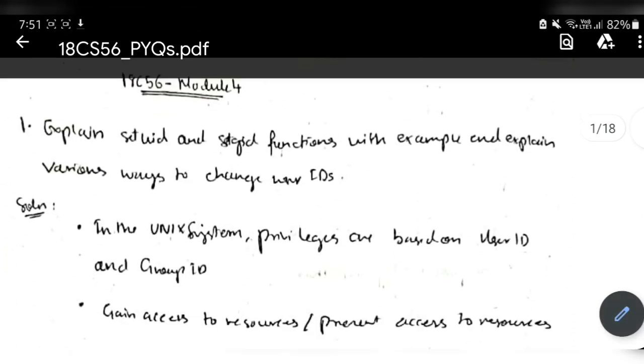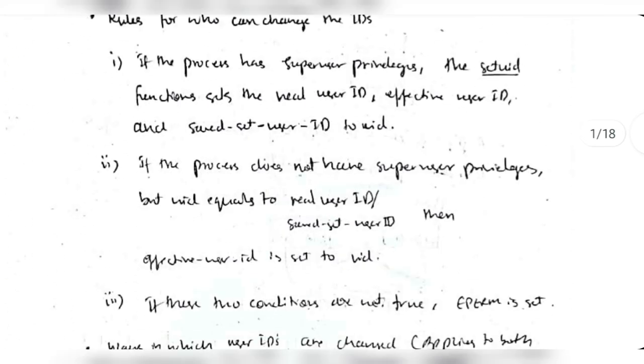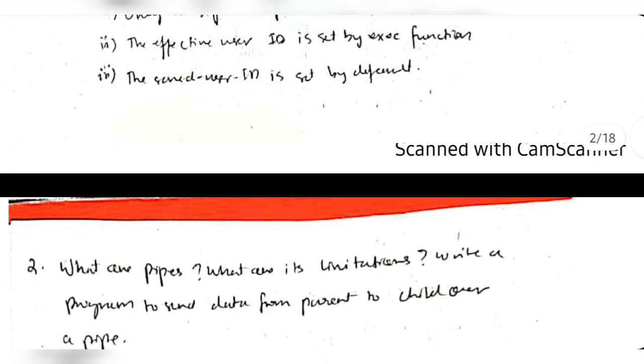So what was the first question? Explain the setuid and setgid functions. You have to mention why it is used, with an example. You have to mention the syntax and explain the various ways to change the user IDs. So these are the various ways in which you can change the user IDs, and after that you just write these things.